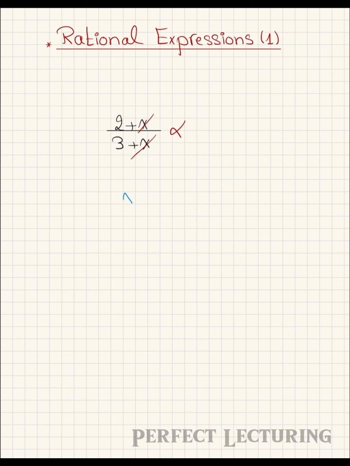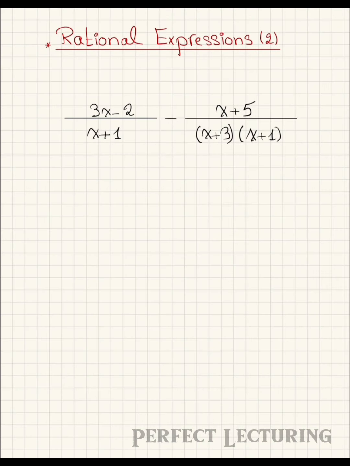For example, if you have x into x plus 3, let's say, over x into 2x plus 5, since we have a product, now I can cancel. However, in the plus or minus case, we cannot.